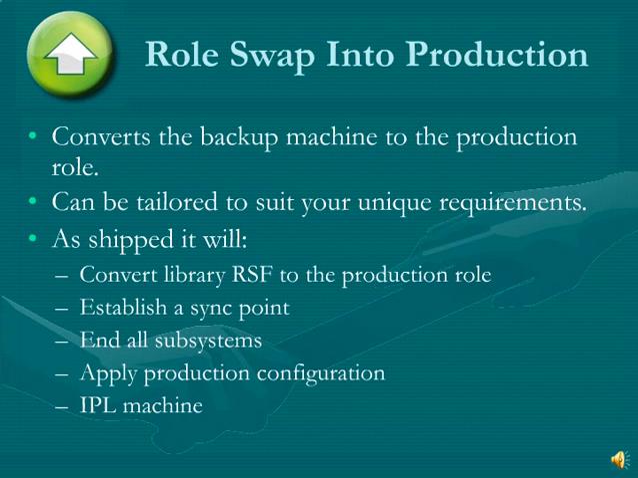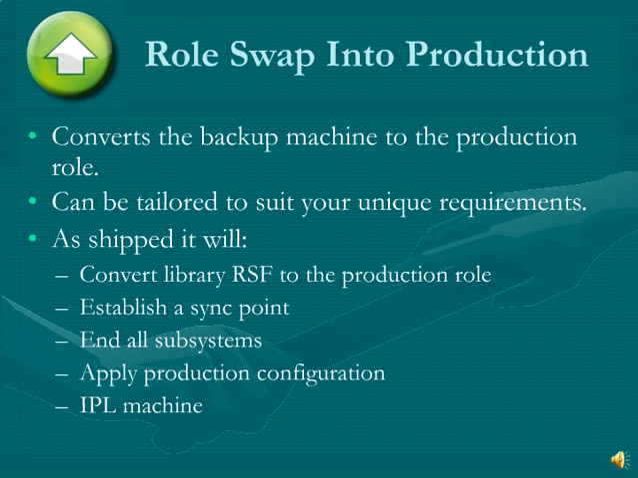Running the role swap to production command, or menu option 89 on the backup machine, converts that machine to the production role. Again, the process takes about 15 to 30 minutes. When the process completes, the machine looks and acts exactly like the production machine.